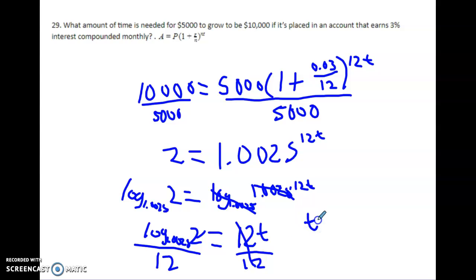If you put that in your calculator, you get t equals 23.13. So approximately 23 years is how long it would take $5,000 to grow to be $10,000.